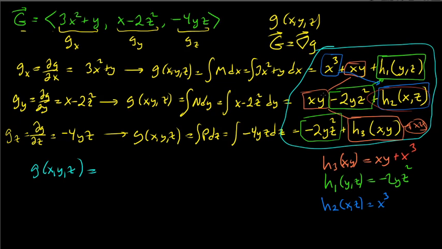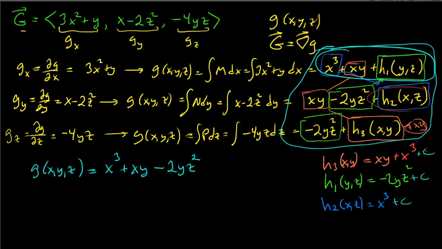So if we just take any one of these, let's take the first one here, this is going to be equal to x cubed plus xy plus h1, which is negative 2yz squared. But what am I missing? I'm missing that any of these can be, you can always add a constant, c. Okay, so there you go. That's your potential function.